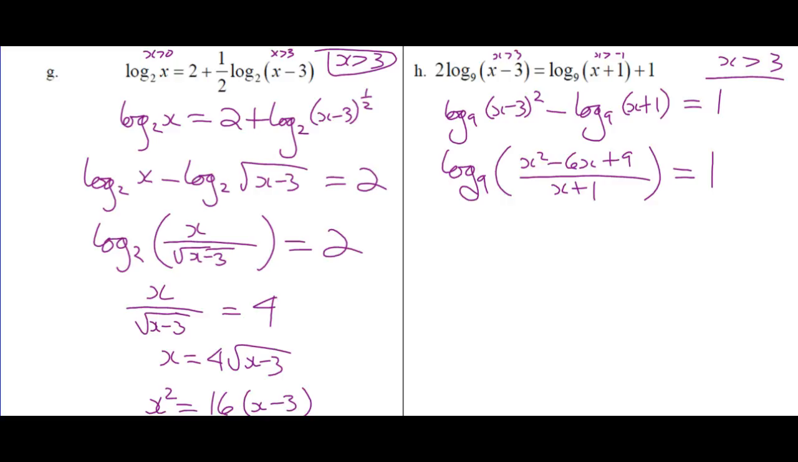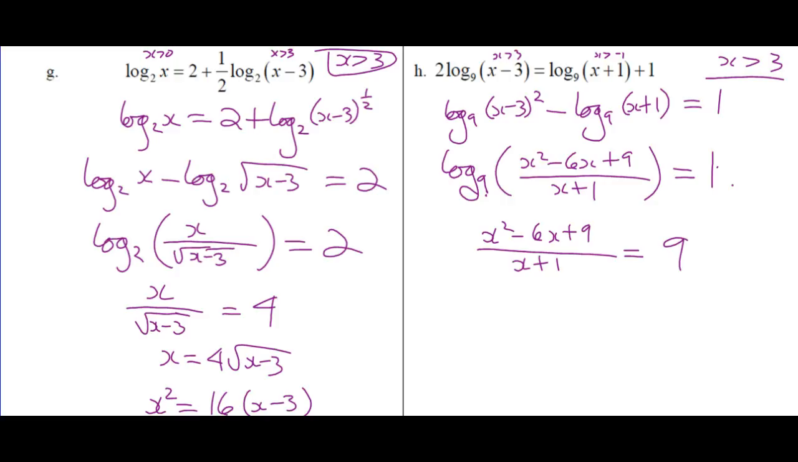How do we solve these things again? I can never remember. I can't do this log stuff, but I'm pretty good with exponents, all right? So what do we write? 9 to the 1. So x squared minus 6x plus 9 over x plus 1 is equal to 9 to the 1, or 9. Right? So 9 to the power of 1 is equal to this expression.